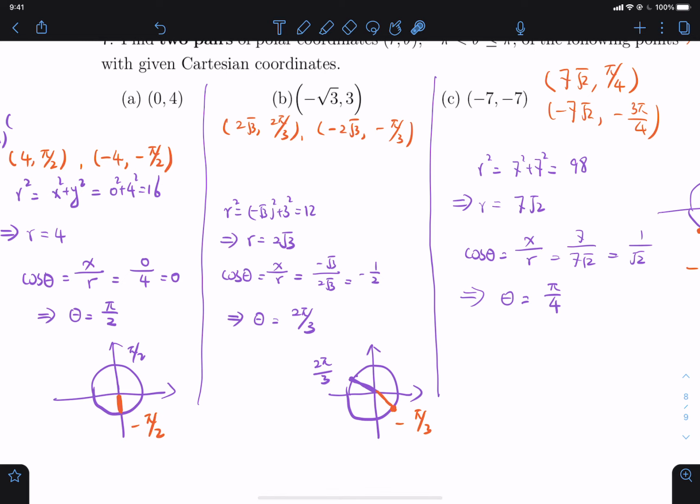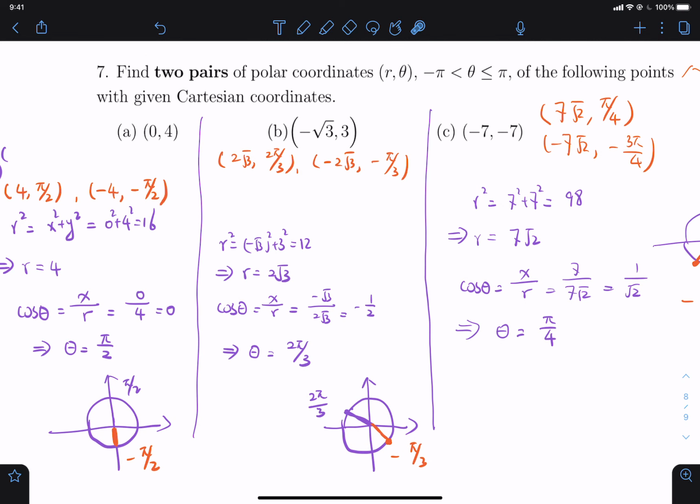And because cos theta is equal to negative 1 over 2, our theta should be here, in this position. That corresponds to the angle 2 pi over 3. Now, after we have the angle, we write our first pair, that is radius 2 square root of 3 with angle 2 pi over 3. Okay, our first pair.